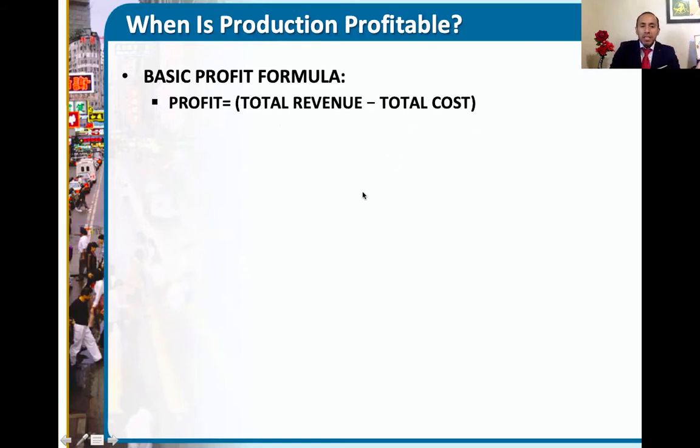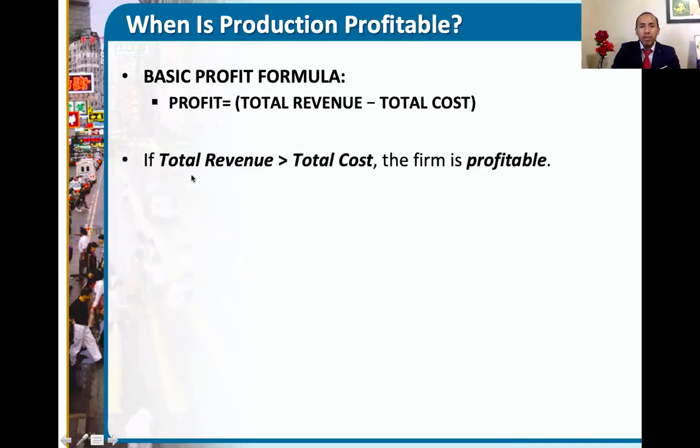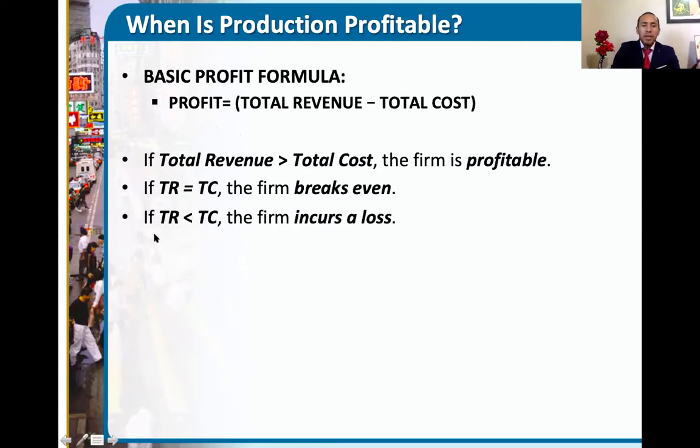And within this basic formula, total revenue minus costs will give us our profit to the firm. And if total revenue is greater than total cost, the firm is highly profitable. If total revenue is equal to total cost, the firm breaks even, and the firm is neither making a profit nor incurring a loss. But if total revenue, TR, is less than total cost, the firm incurs a significant loss, or it may incur losses of magnitude.